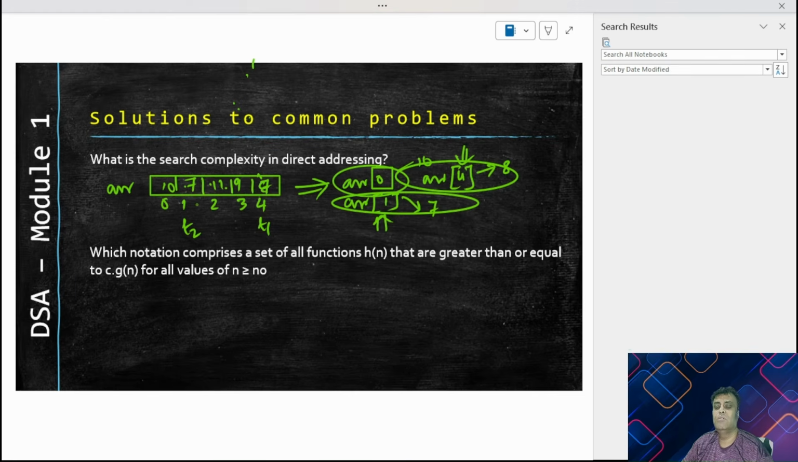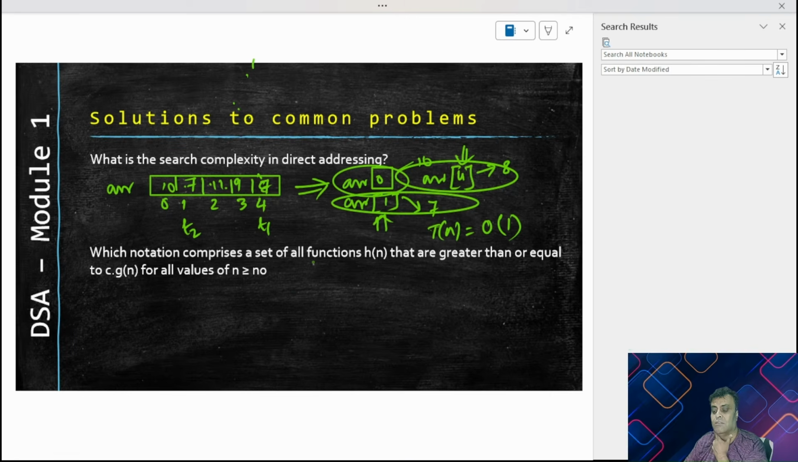Don't you think t1 will be equal to t2? The time taken to address a pocket, any pocket for that matter, is constant. Time taken to address a pocket of an array using direct index addressing is always constant, because it directly hits that portion of the memory and gets the value from it. So irrespective of which portion you ask it to go to, it will always take the same amount of time. Therefore, it is constant time. So if it is constant time, then Tn will be represented as big O of 1. That's what you will write as an answer to this question.